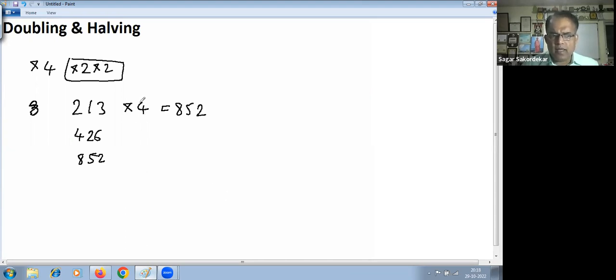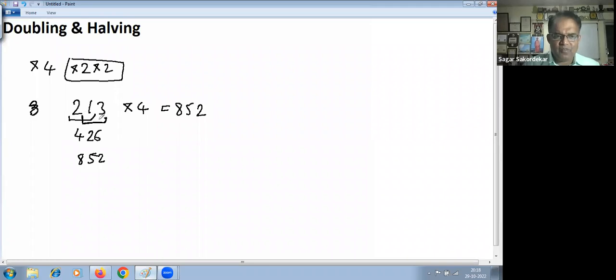Okay, so instead of multiplying by 4, we are doing doubling twice. Anybody has doubt? 2, 1, 3, double is 4, 2, 6, 4, 2, 6, double is 852. So because we have taken a group here, it becomes easier. Here what I have done is taken this group here. Sorry, I have not taken 21 actually, I have taken 13. 13 and 2 separate.